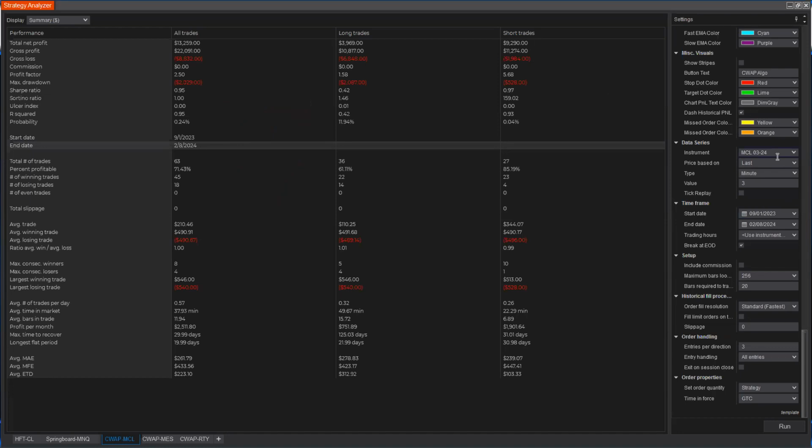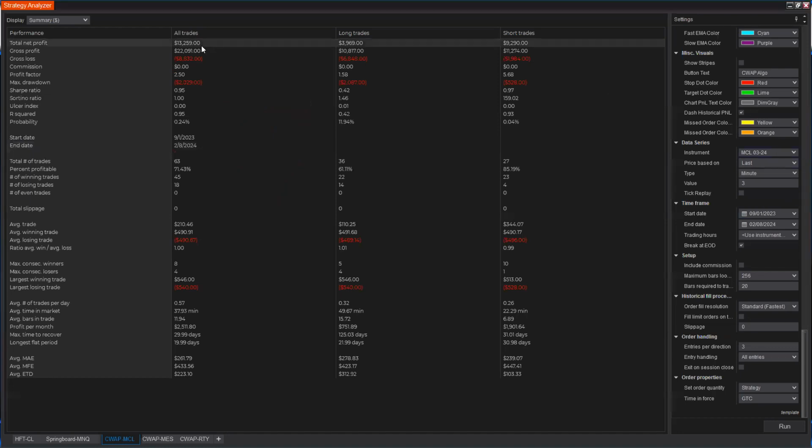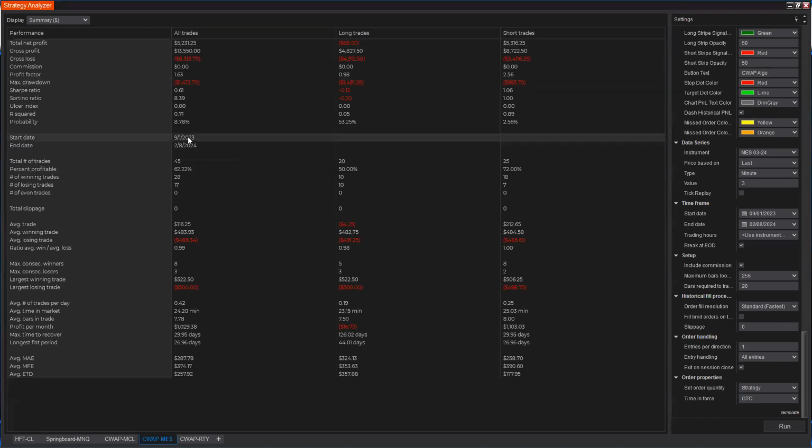Okay, so here is crude. This is micro crude. 13,000 from September till now. 2.5 profit factor. 71% profitable. You're starting to see why this is my favorite. You're also starting to see why I use it on 3-minute bars. Let's go to MES. But I didn't make anything the last 2 weeks. But you made 5,200 with a max drawdown of 1,400 from September until now with a 62% win rate.